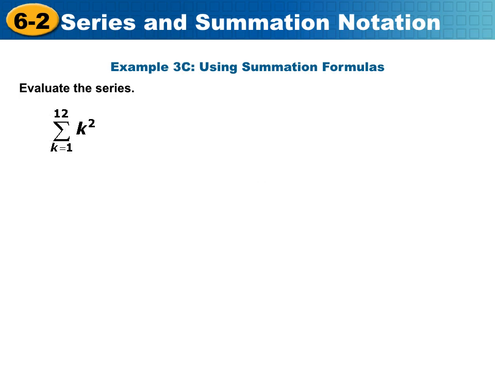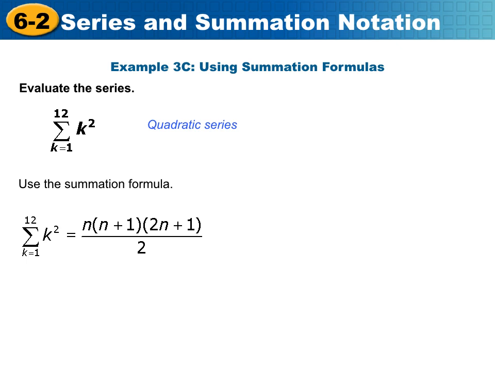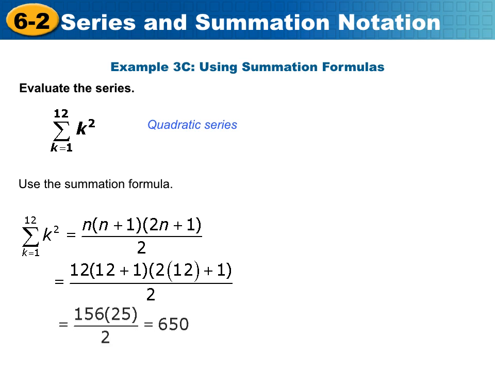Last question we're going to look at is a quadratic series. So let's apply the formula for quadratic series. N times n plus 1 times 2n plus 1 over 6. So your n is the last number for k, which is 12. So 12 times 12 plus 1 times 2 times 12 plus 1 over 6. Let's evaluate that, simplify that, and the result becomes 650.